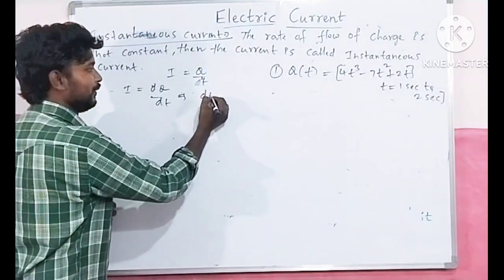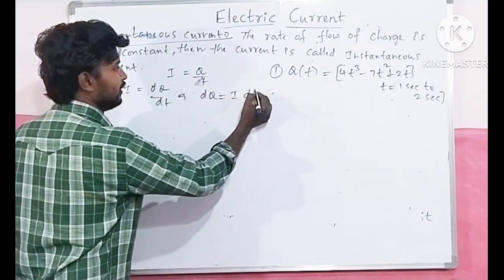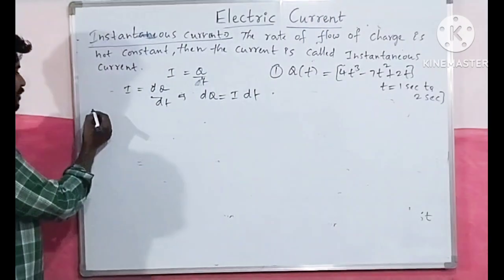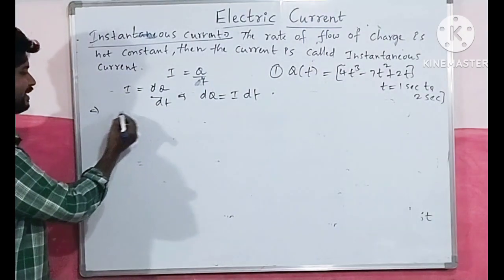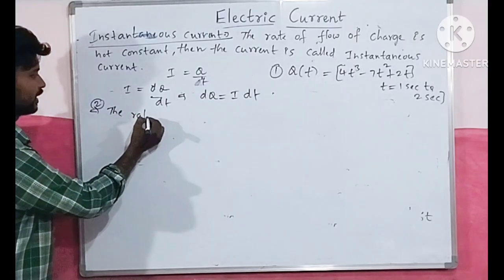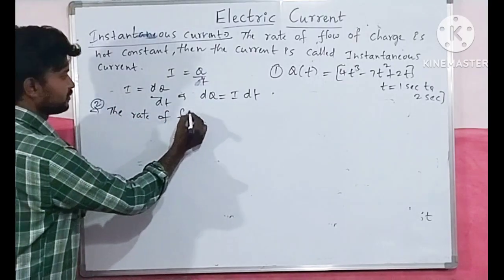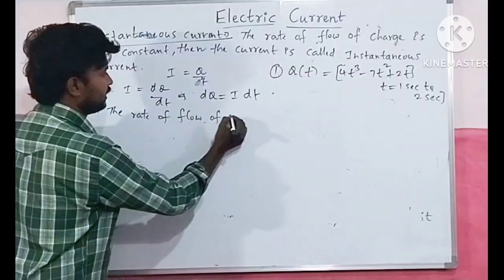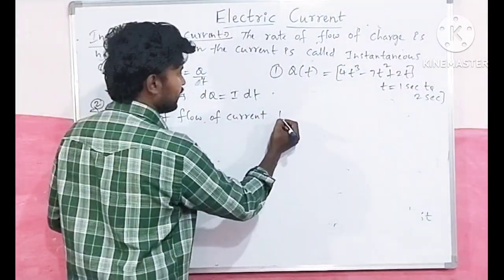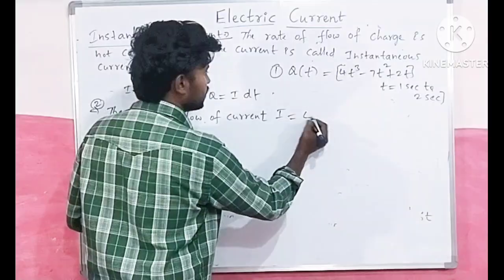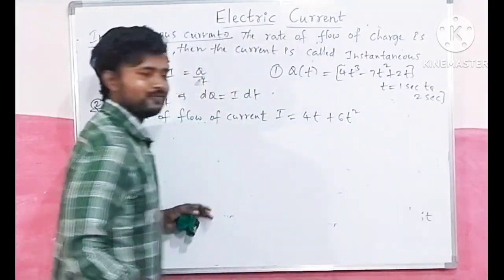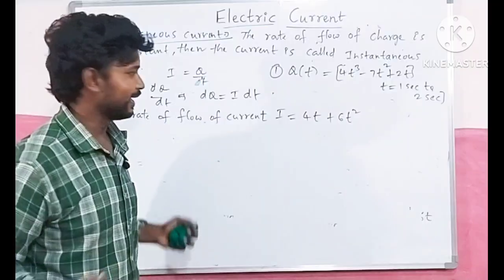Here dq equals I into dt. For example, next question: the rate of flow of current varies with time. Here I is given as I equal to 4t plus 6t square.